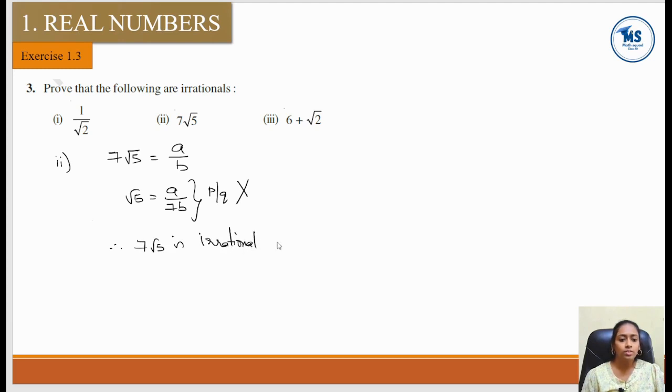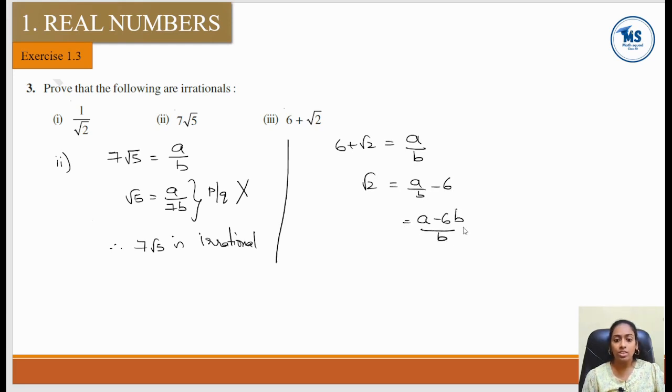Okay, steps you can write it, no? Then 6 plus root 2. 6 plus root 2 also I am assuming it is a rational number, then I can write it in the form of a by b. Then root 2 is equal to a by b minus 6, which is equal to a minus 6b by b, which is in the form of p by q, which means root 2 is rational. But we know that root 2 is irrational, therefore our assumption is wrong. Therefore 6 plus root 2 is irrational.